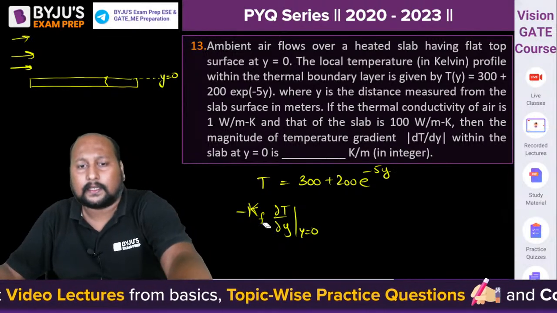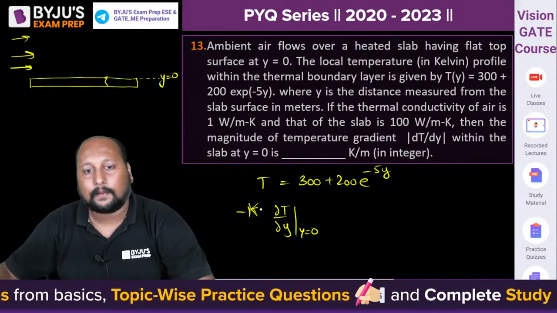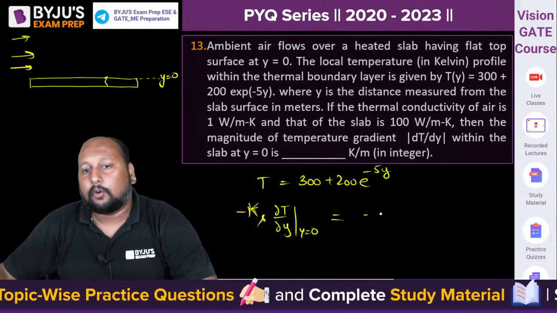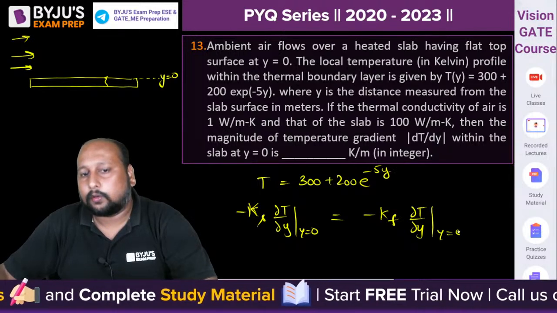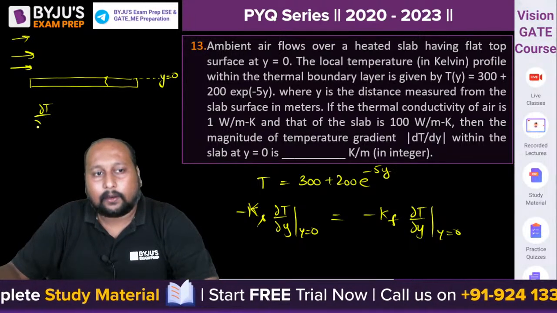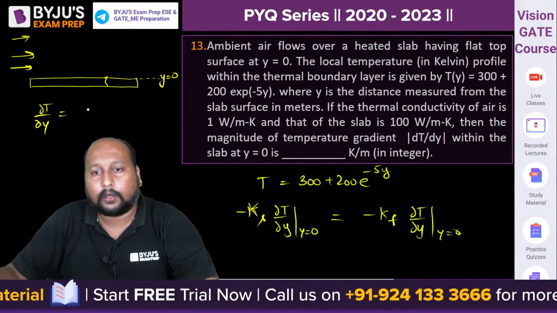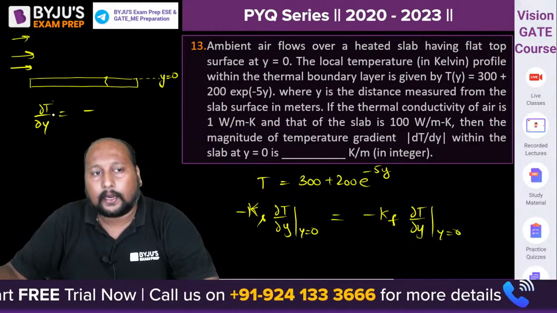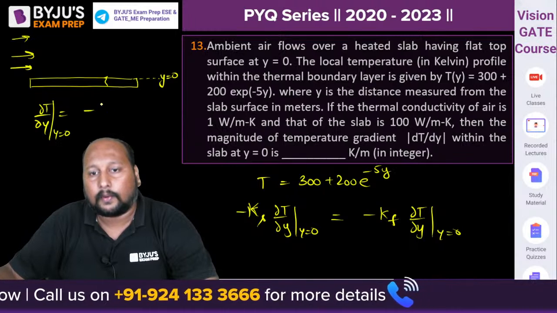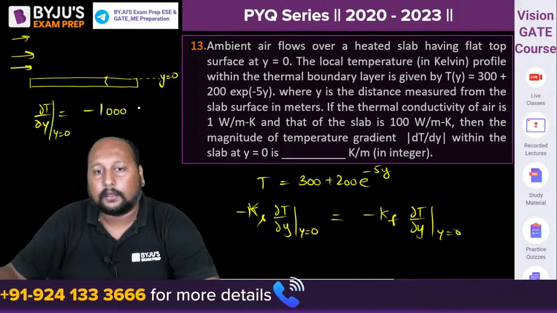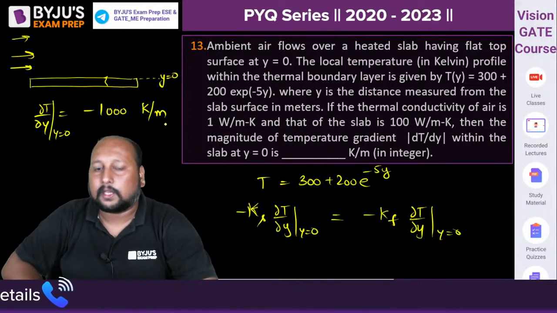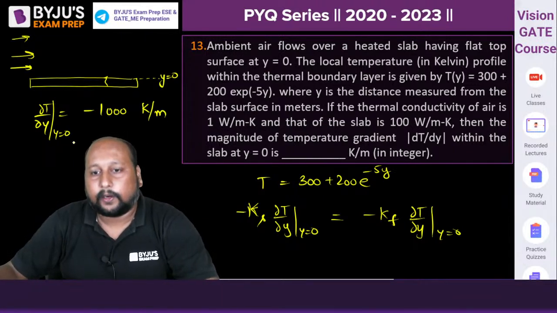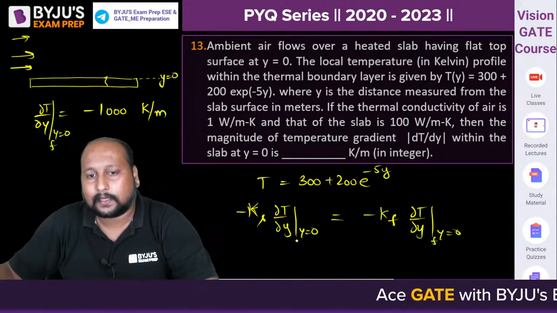This is, let us say I'm talking about the slab. Ks is the slab. That is also equal to minus K of fluid into del T by del Y at Y equal to 0. So what we calculate, del T by del Y at Y equal to 0 is equal to minus 1000 Kelvin per meter. Okay, minus 1000 Kelvin per meter. And this is for the fluid I'm talking about. Fluid. This is the slab.